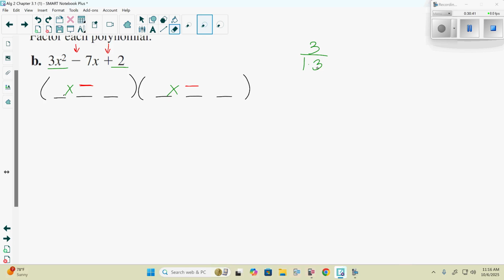So, do we want to put the 3 with the first x or the second x? The first one. Now we can put the 1 with our second x. It's understood to be 1x if we just write x, so we don't necessarily have to write the 1. So we have 3x and x. What are the factors of 2? 1 and 2. So we can just plug them in. Where do we want to put the 1? Where do we want to put the 2? First. We can put 1 here, 2 here.